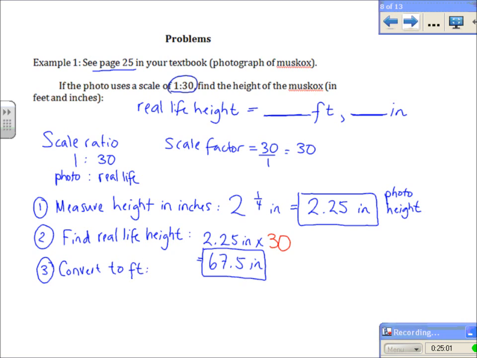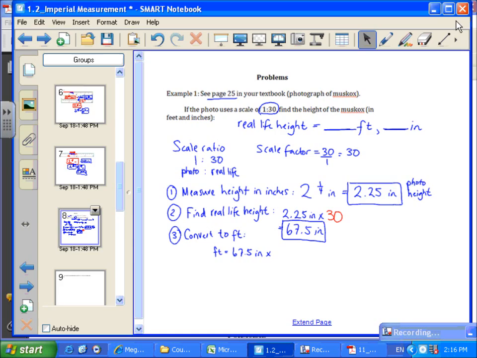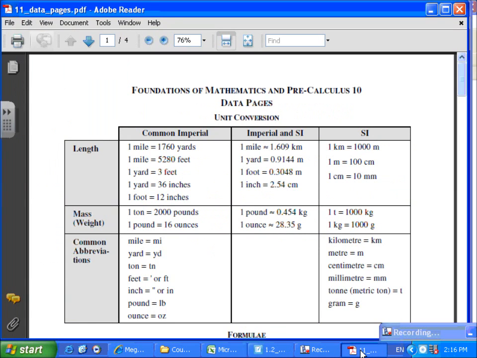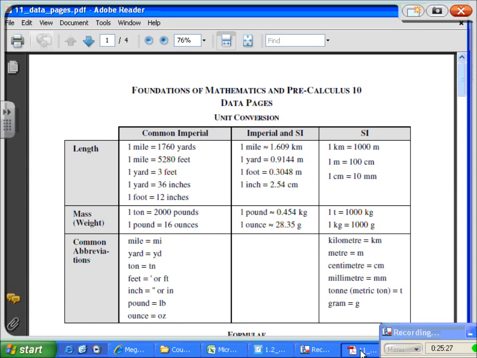So let's take our answer in inches, and what I want is feet. What I have is 67.5 inches, and now we're going to multiply by what we know, that's our conversion factor, to get us from inches to feet. Have a look at your data booklet for a moment. Go to that front page, and you're looking for a conversion factor that takes you between inches and feet. And here it is right here. It's 12. There are 12 inches in a foot.